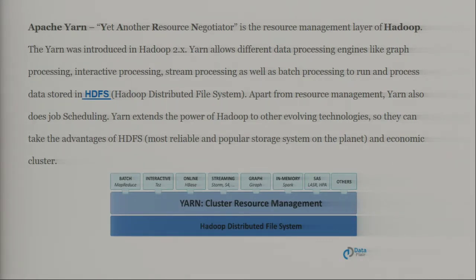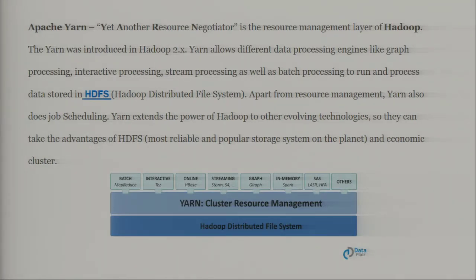Now, looking at this diagram and what all it allows, we have to make a note of it. It says data processing engines like graph processing, where Giraph is the framework used to work on graph processing. Then we have interactive, for which we have many, streaming and all those points, HBase online. Stream processing itself has Storm and S4. And of course batch processing, MapReduce. These are the additional ones we need to work on.